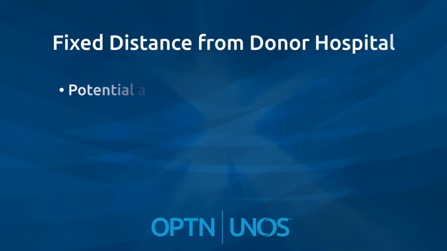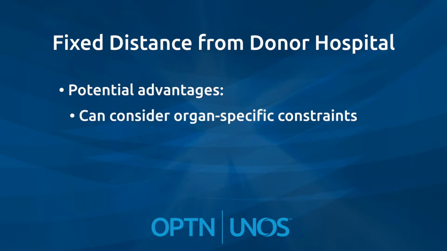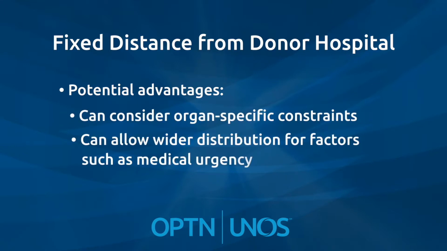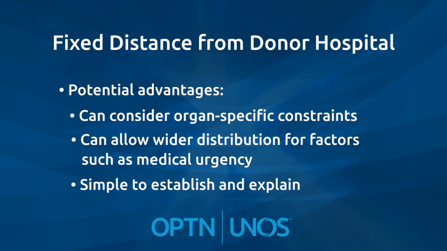A potential advantage of this framework is that it allows you to consider organ-specific constraints such as travel time. It also extends distribution to a larger area. This means medically urgent patients across a broader area could receive an organ. It is also relatively simple to explain and implement.